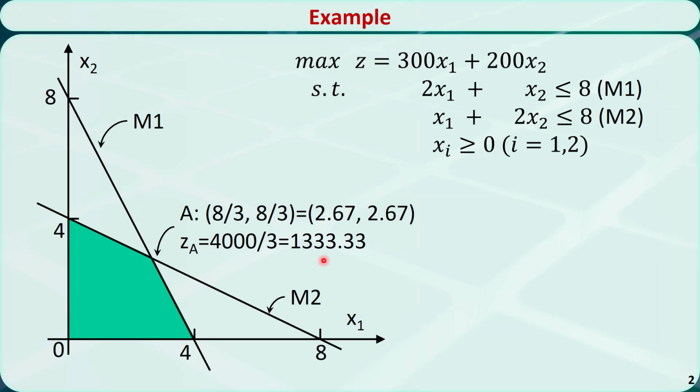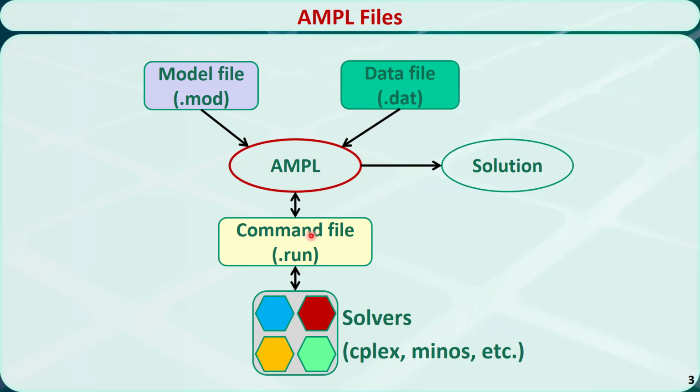Now let's see how we can model this problem and solve it in AMPL. In order to solve a problem, we need to create three different types of AMPL files, including a model file .mod, a data file .dat, and a command file .run. The model file contains the problem formulation, the data file contains the values of the parameters, and the command file contains the information about which software to use to solve the problem and how to display the solutions. The data file is optional, and sometimes the parameters can be integrated directly into the model file.